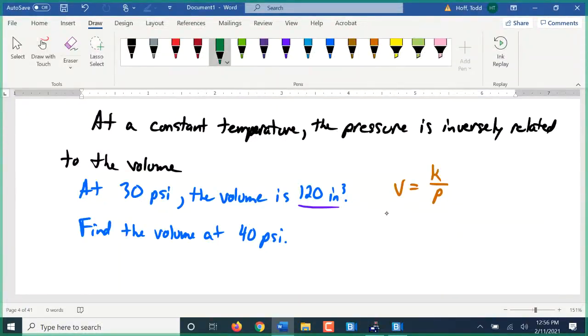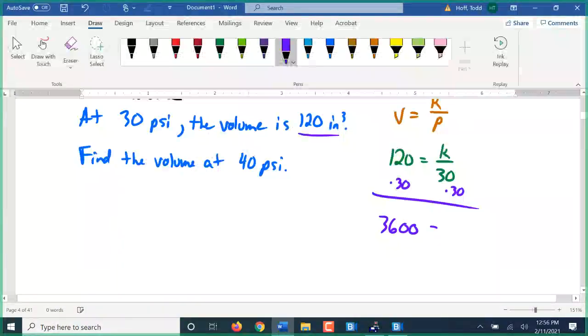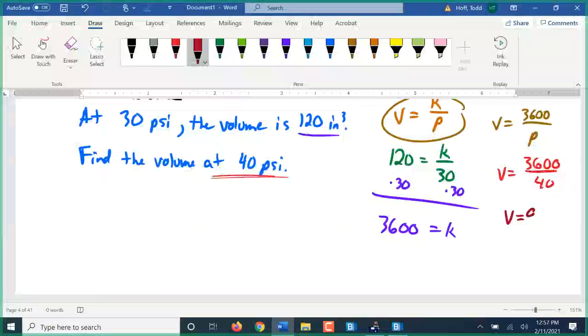And so we'll put in 120 cubic inches equals K over 30 psi. Now we would multiply by 30 to solve that, to get 3,600 equals K. So the relationship up here is that the volume equals 3,600 divided by the pressure. So when we change the pressure to 40 psi, the volume is 3,600 divided by 40. Well, 3,600 divided by 40 is 90. So that's going to be 90 cubic inches. So we can see the relationship between the pressure and the volume.